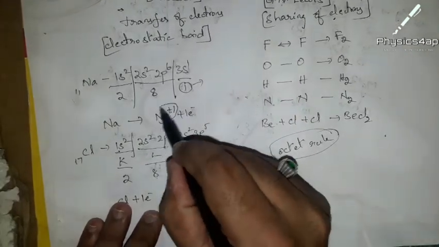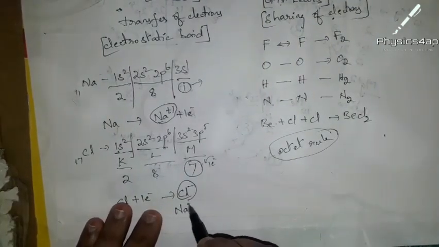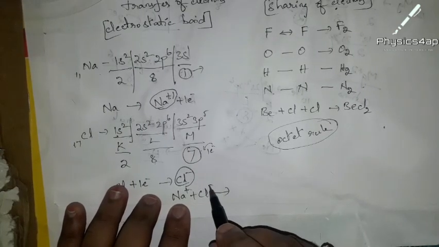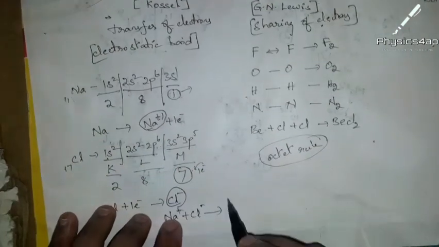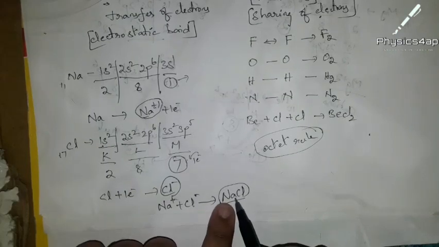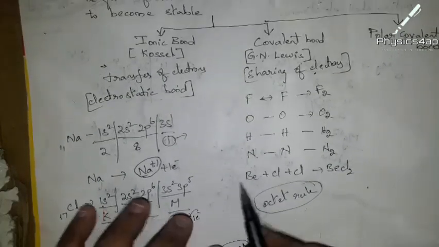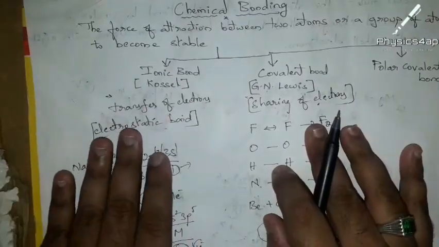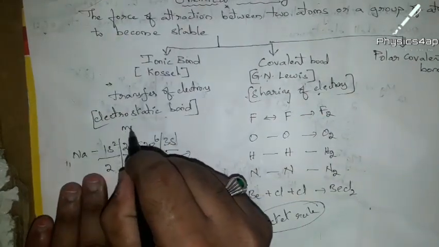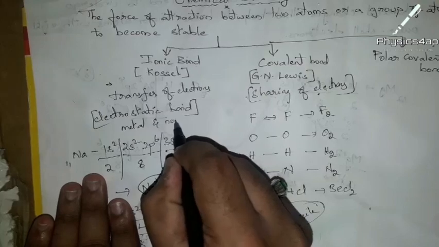As here we see chlorine, which is not complete, so when we add one electron, it becomes Cl minus. Now if you observe here, we get Na plus, which is a positive ion, and Cl minus, which is a negative ion. Positive and negative attract each other, which we call the electrostatic bond. So we get NaCl, one example of an electrostatic bond. Now the ionic bond is formed only between metals and non-metals.